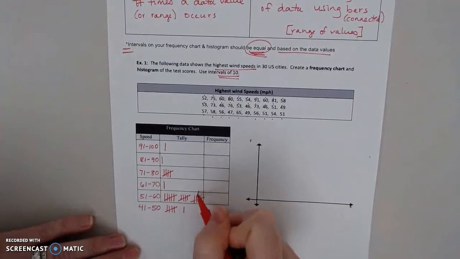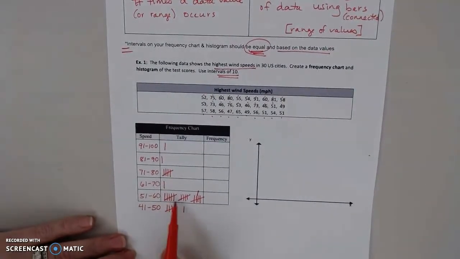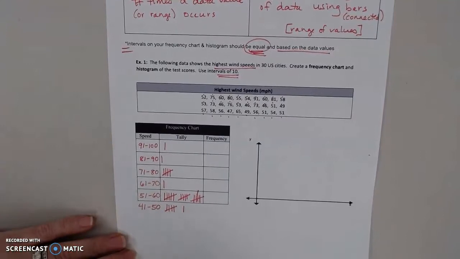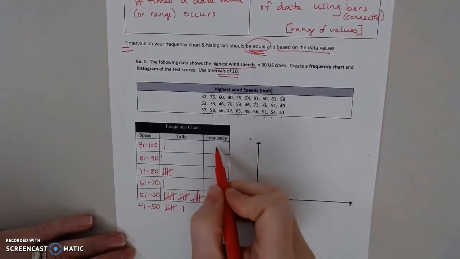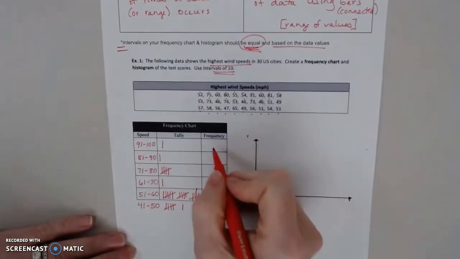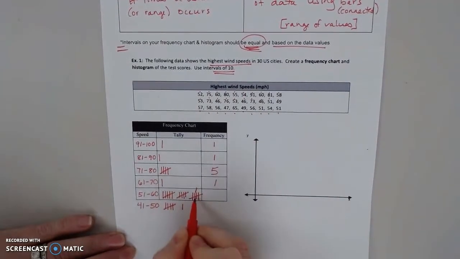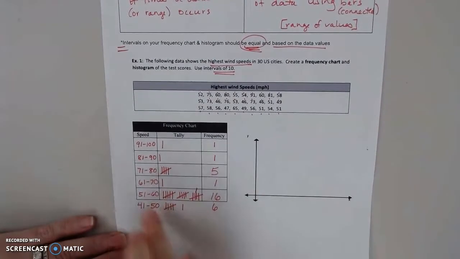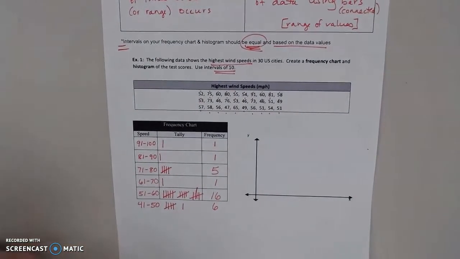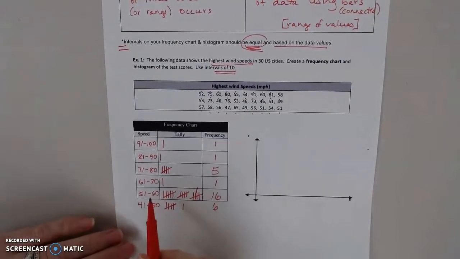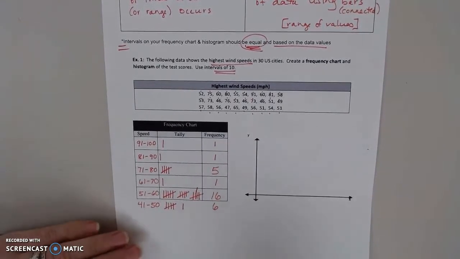We'll put it right here. So if you don't like doing the little slashes, you can literally just have all your tallies and then count them up. So frequency, we just count. And it looks like I have enough intervals. So 1, 1, 5, 1, 15, 16, 5, 6. Okay, so that would be all you do if I'm asking for a frequency chart. Okay, so then we can just quickly glance and get the information.